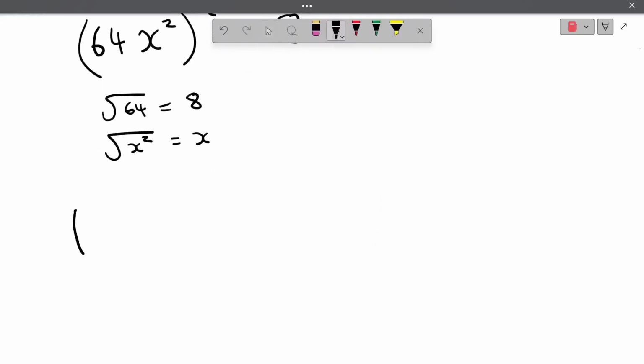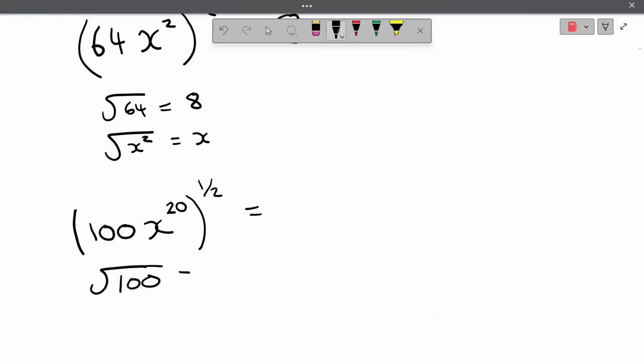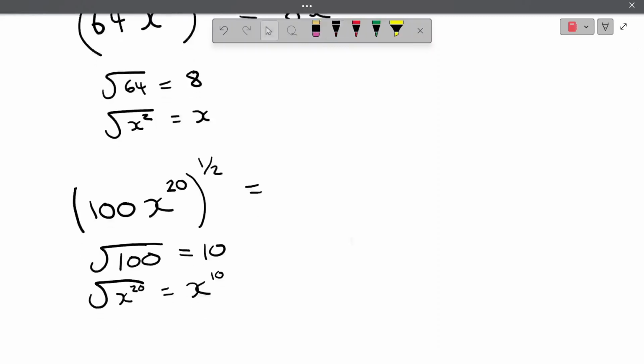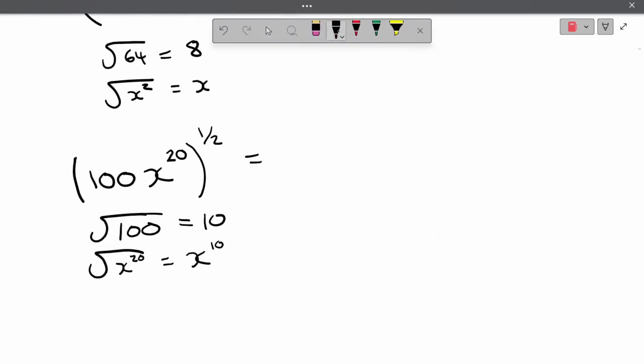Let's do 100x to the 20, our half again. We have the square root of 100, which is 10, and the square root of x to the 20 is x to the 10. Now, with our powers, we are just multiplying, so we have 20 times a half, or half of 20 is 10. I wouldn't always bother with the bit at the bottom, but I'm just doing it for working out or showing you what we're doing. So then that gets you 10x to the 10.